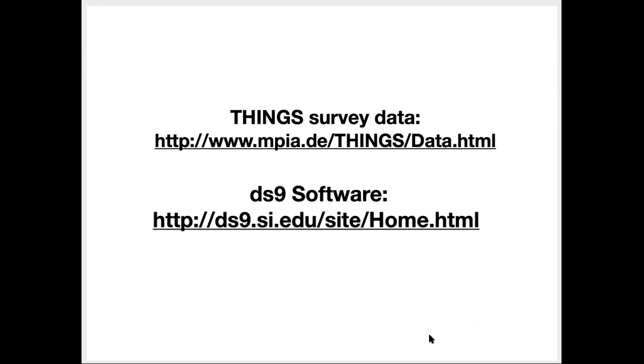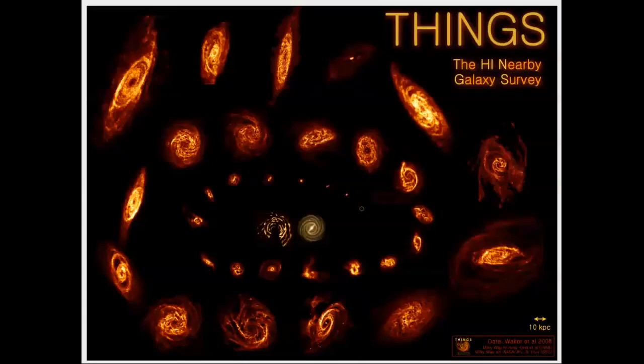Okay, so let me show you a nice picture of the THINGS survey. It's called the H1 Nearby Galaxy Survey. So many nearby H1 galaxies have been observed with this. And these are the moment zero maps of these galaxies. And the particular galaxy we're looking at today is NGC 2403, which is here.